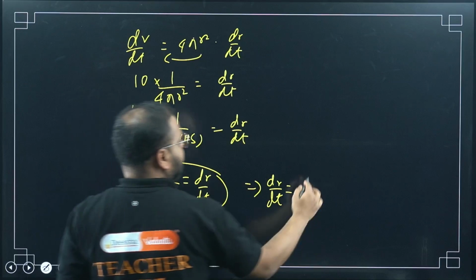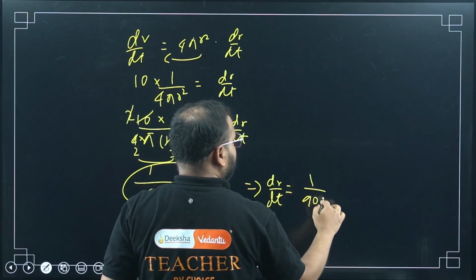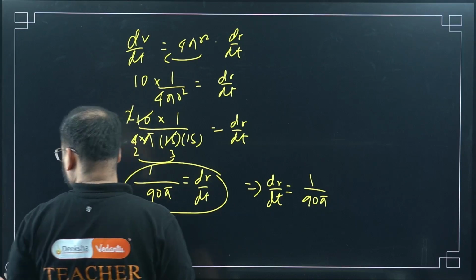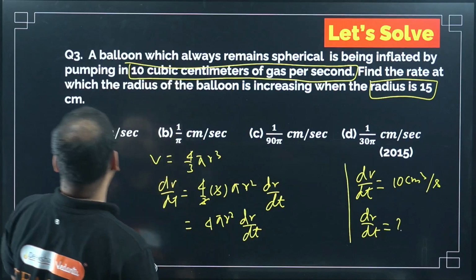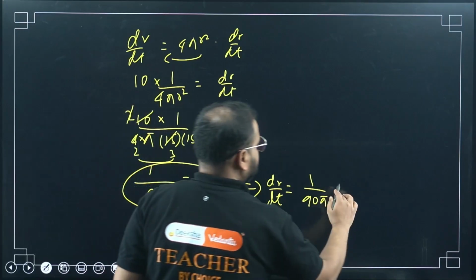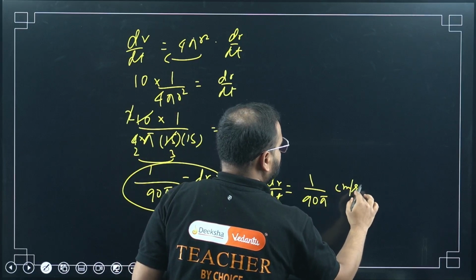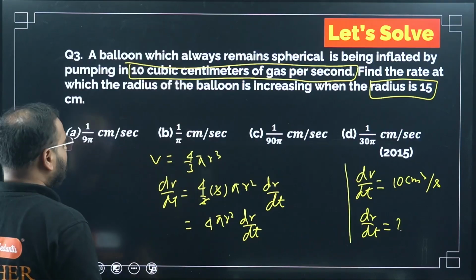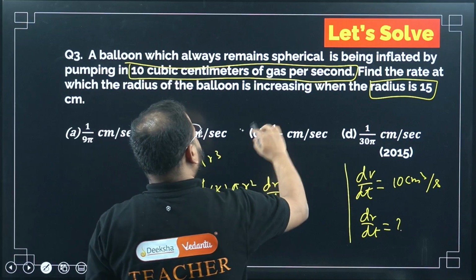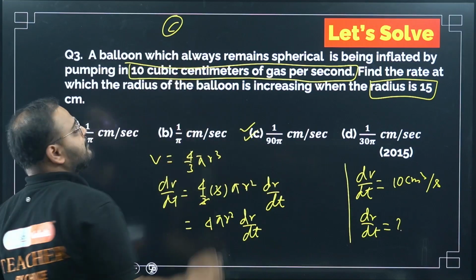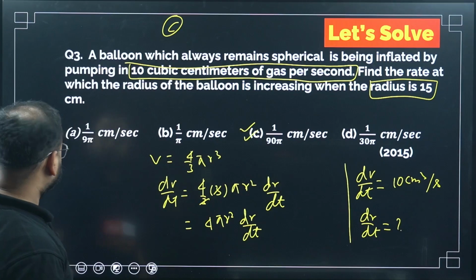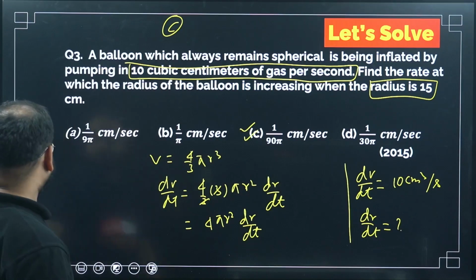1 by 90 pi. What is the unit? Centimeter or meter, right? Centimeter or meter, what is it? Centimeter per second. How, sir? Centimeter per second because dr by dt is there, r is in centimeter. Answer is C. Simple enough, okay. Moving on. Okay sir, asked in 2015.